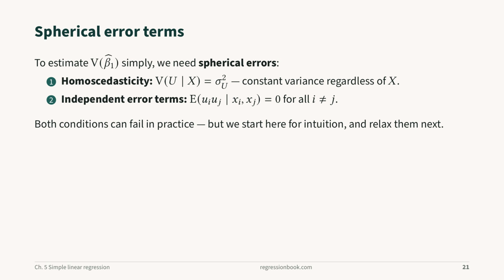Homoscedasticity, the error variance is constant, whatever the value of x. Independence, distinct observations' errors are unrelated. Both can fail in practice, and both matter differently. We start here for intuition and relax them almost immediately.